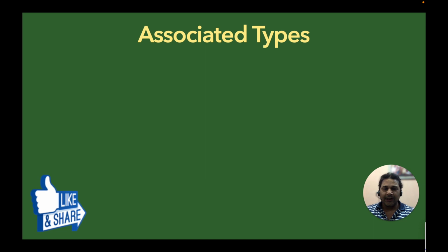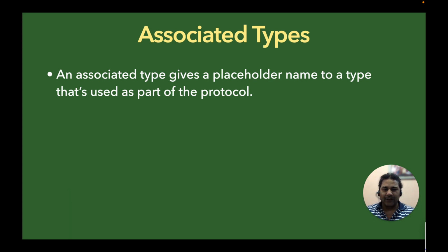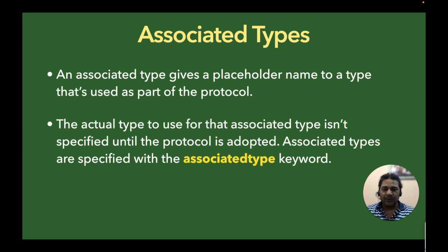In today's lecture we will discuss associated types. By the Apple documentation, an associated type gives a placeholder name to a type that is used as part of the protocol. The actual type to use for that associated type is not specified until the protocol is adopted. Associated types are specified with the associatedtype keyword.